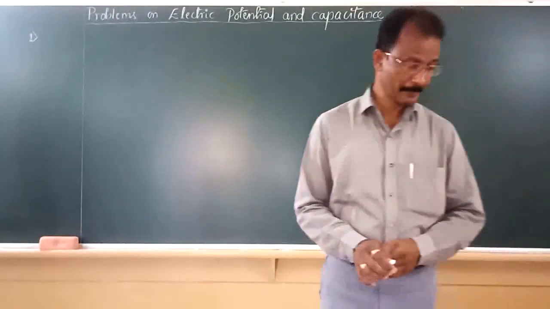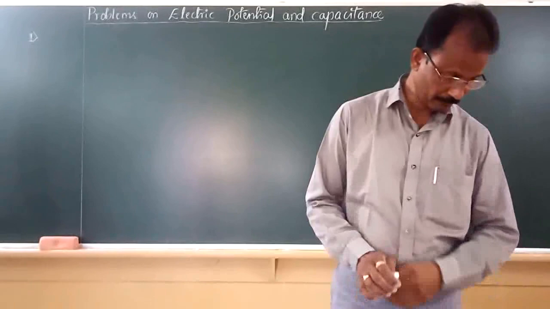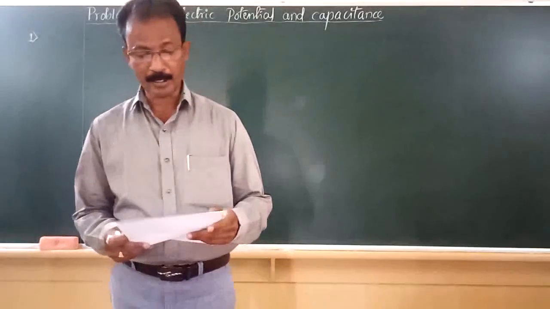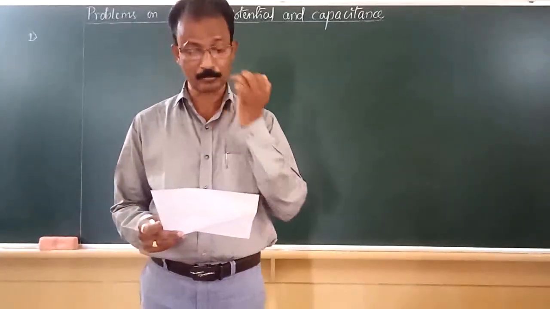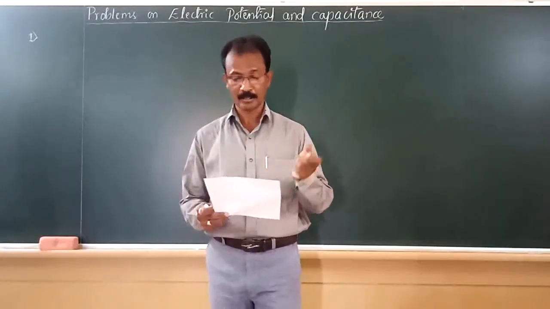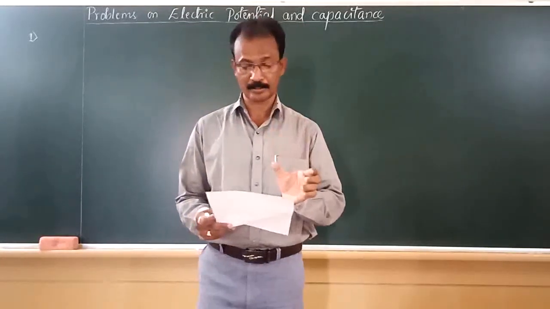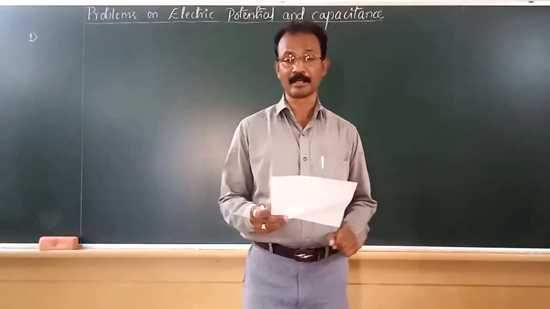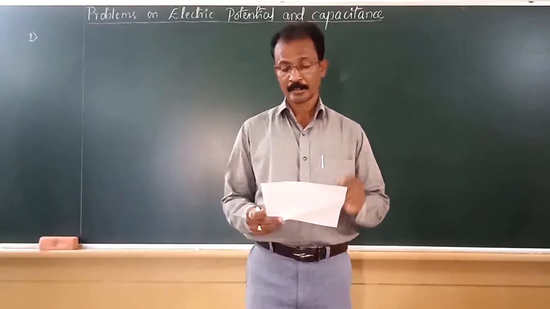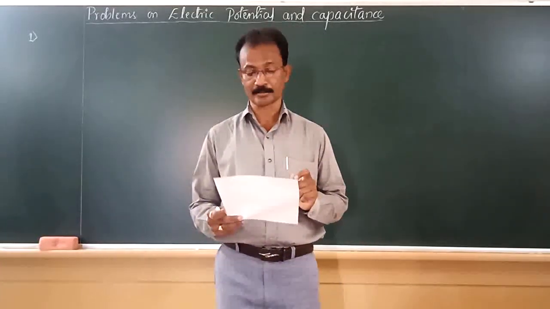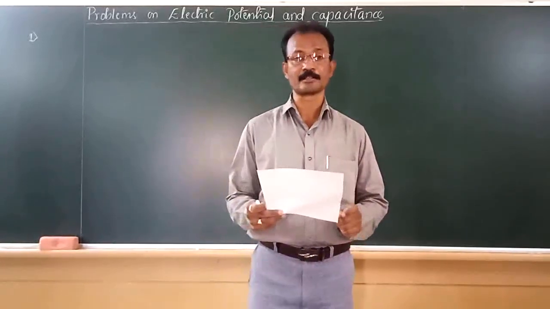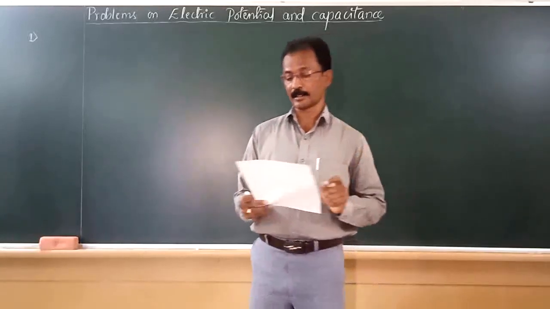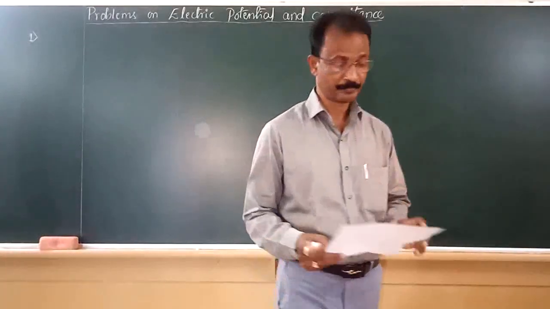See the first problem. Two charges, 5 into 10 raised to minus 8 coulomb and minus 3 into 10 raised to minus 8 coulomb, are located 16 centimeter apart. Here two charges are given, their charge values are given, and they are separated by a distance of 16 centimeter. At what point on the line joining the two charges is the electric potential zero? Take the potential at infinity to be zero.